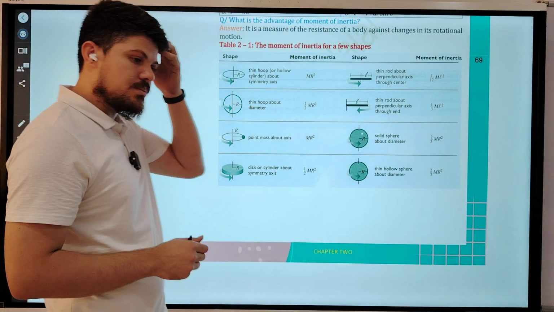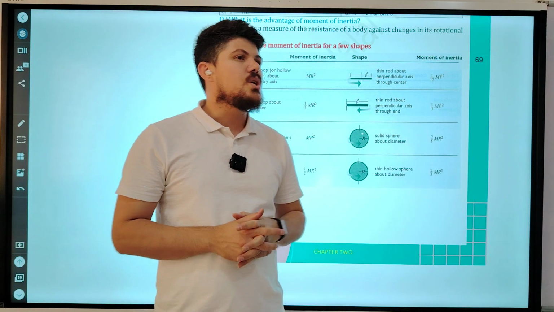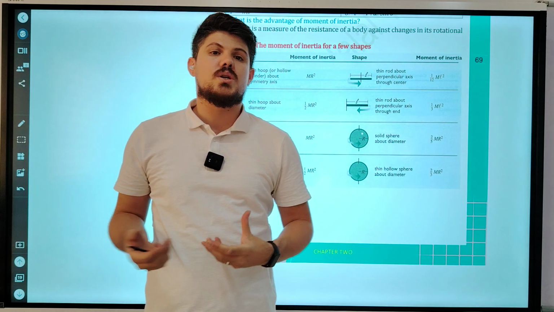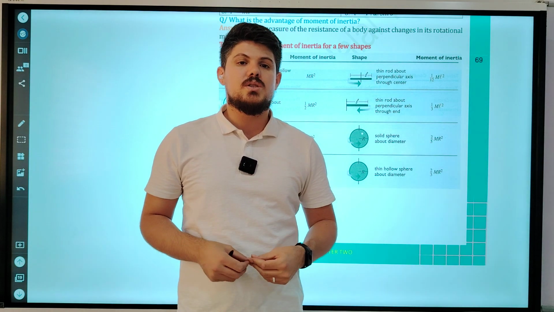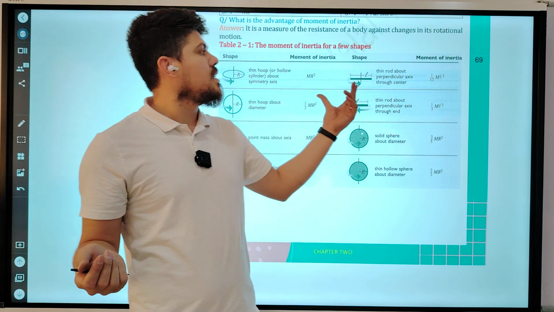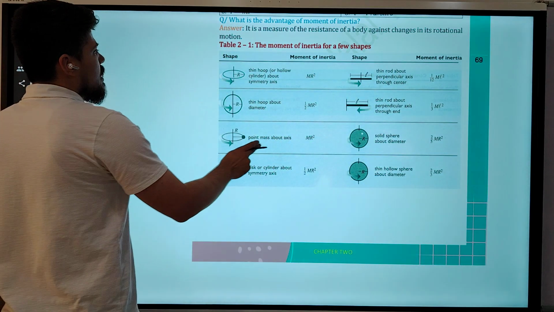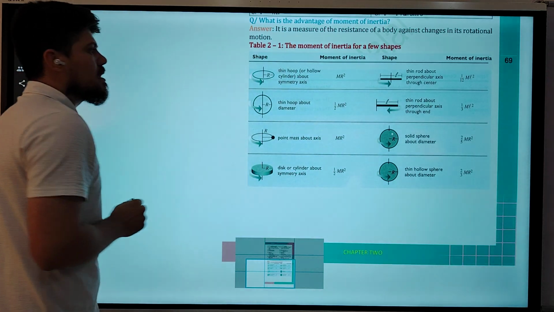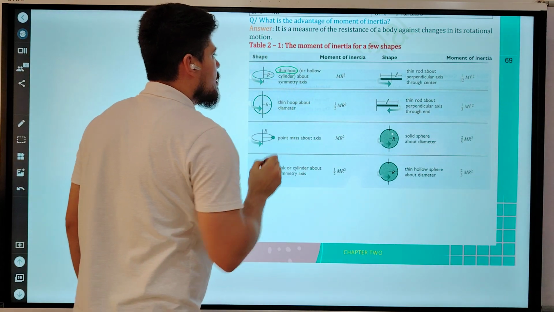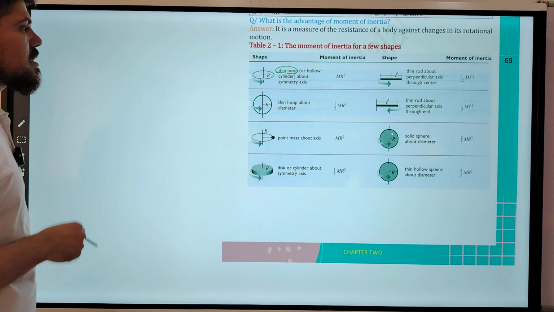So it is very important, be careful, because maybe in the Wizari exam you will see which of the following is the value of the moment of inertia, or which of the following equations is correct about the moment of inertia, for example, for the solid sphere, or for the thin rod about a perpendicular axis. Okay? For the first one, thin hoop or hollow cylinder about symmetry axis. What is this? This is a thin hoop or hollow cylinder about a symmetry axis, such as a ring.